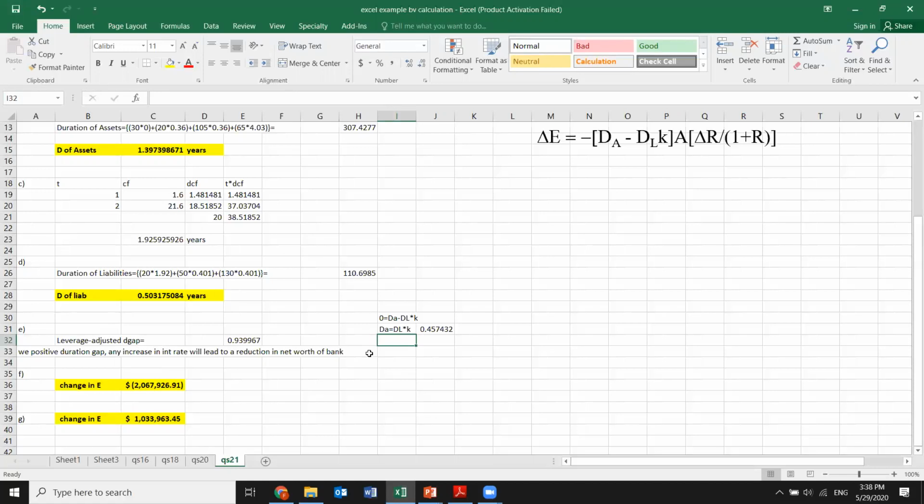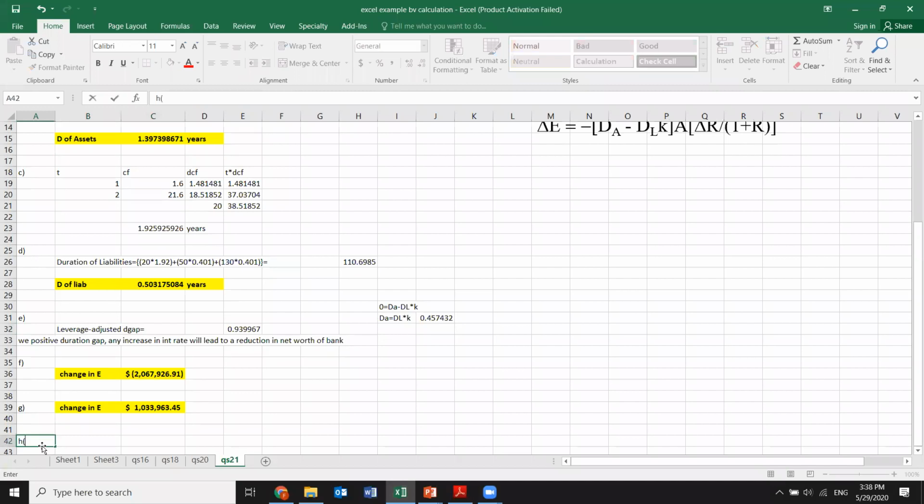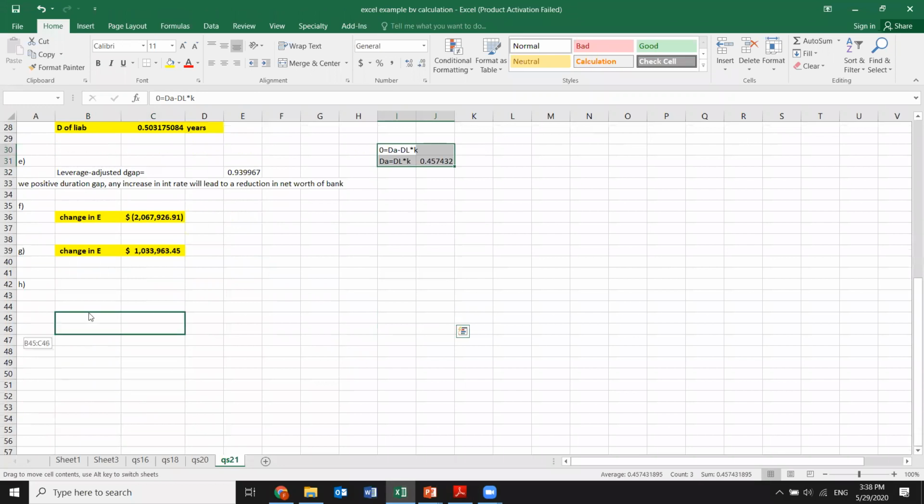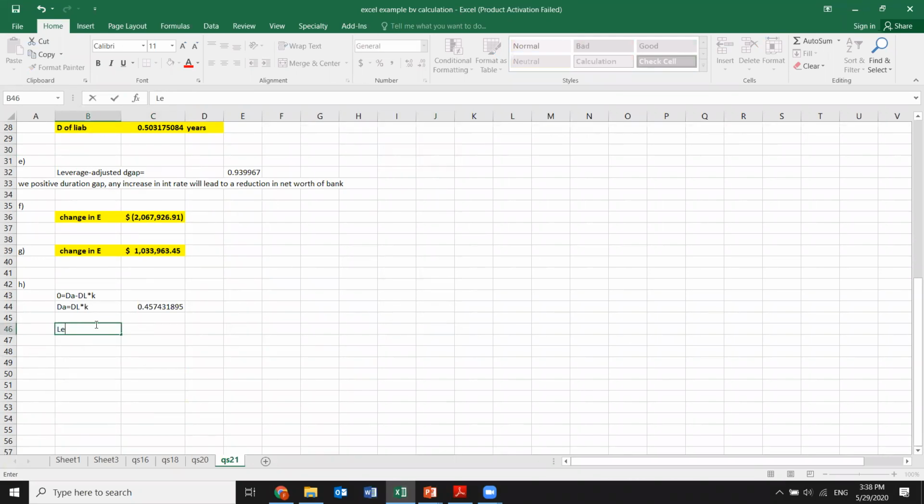So in this case, the leverage adjusted duration gap. Okay, so leverage adjusted duration gap is equal to this minus this times 200 divided by 220. Yes.